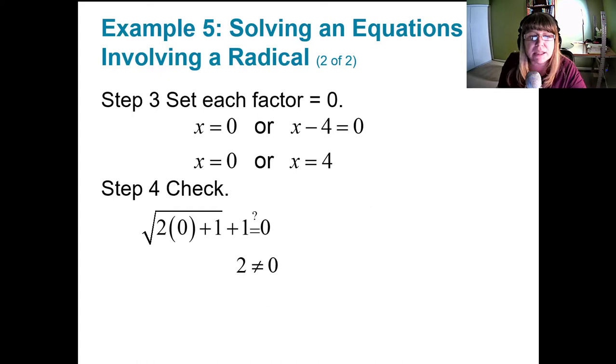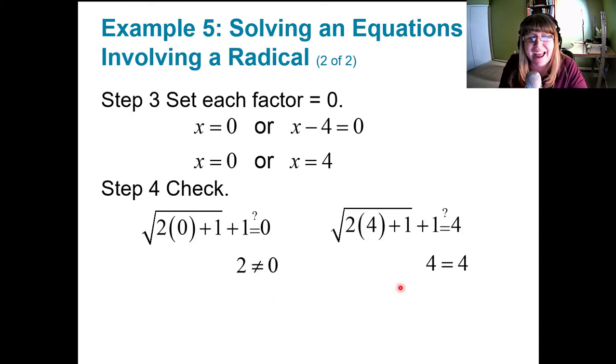All right, throwing in a 0, we get 2 times 0 plus 1, plus 1, does that equal 0? Well, 2 times 0 is 0, plus 1 is 1. The square root of 1 is 1. 1 plus 1 is 2. And 2 never equals 0. Well, in our numbers, it doesn't equal 0. And if we throw a 4 in there, 2 times 4 is 8. 8 plus 1 is 9. Square root of 9 is 3. And 3 plus 1 is 4. 4 does equal 4. So our only solution is x equals 4.